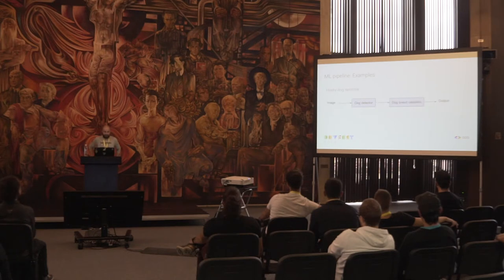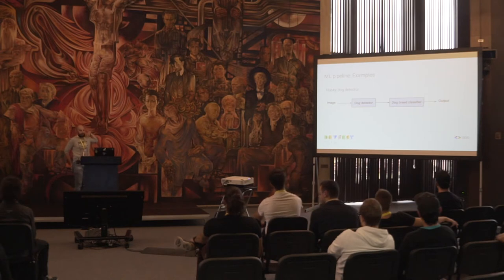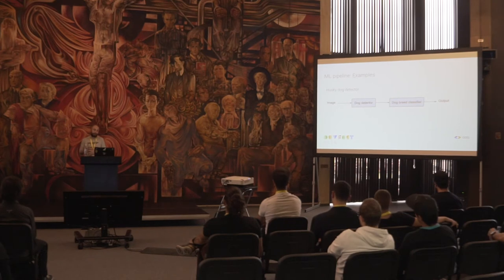So let's get another example, husky dog detector. I love huskies. So a classical pipeline is, you have an image, you have to output if there is a husky or not. So you split it into a dog detector and a dog breed classifier. The first part finds the dog, and the second part just tells you, is it a husky or not? Easy enough, you can do all of them independently, and if you do them both well enough, that should be it. It's completely exhaustive.